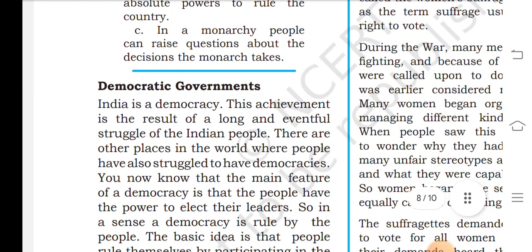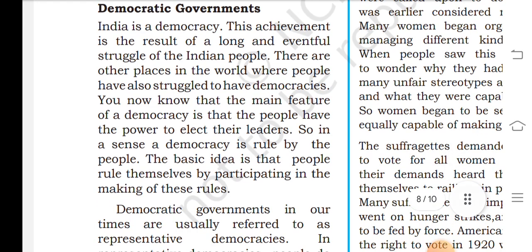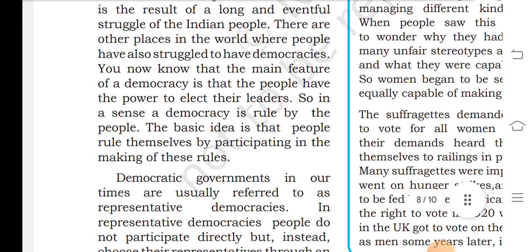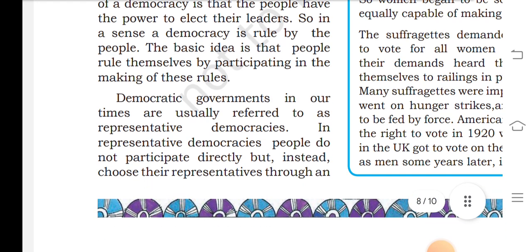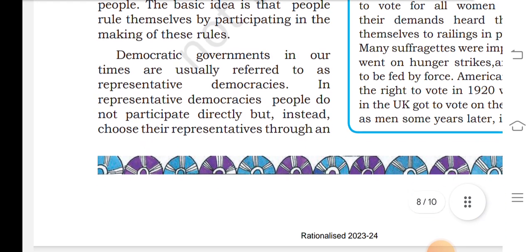Democratic government. India's democracy is an achievement, the result of a long and eventful struggle of the Indian people. There are other places in the world where people have also struggled to have democracy. You know that the main feature of democracy is that the people have the power to elect their leaders. So, in the sense of democracy, it is a rule by the people. The basic idea is that people rule themselves by participating in the making of these rules.